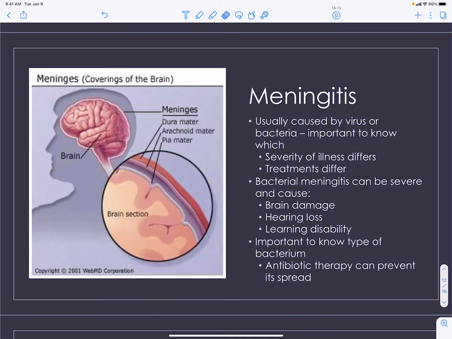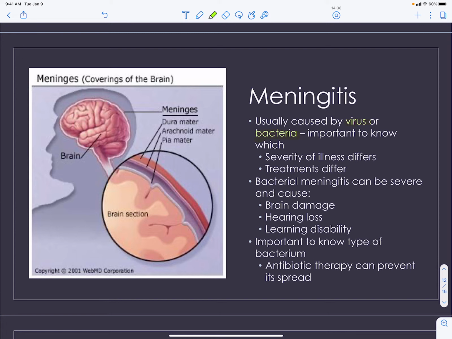Now with respect to meningitis, we're going to have a broad category of infections, and this is again the fluid surrounding the spinal cord and the brain. This is going to be most commonly caused by a virus or a bacteria. And of course, it's important to understand which is causing the meningitis. You would treat a bacteria with an antibiotic. You would not be treating a virus.